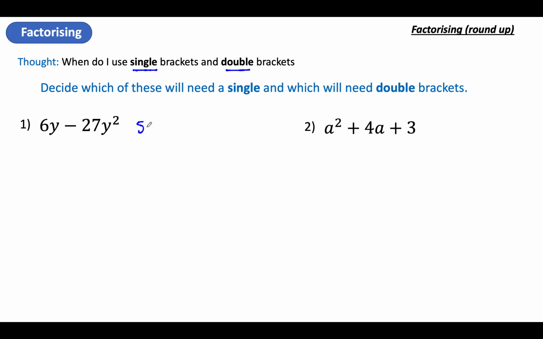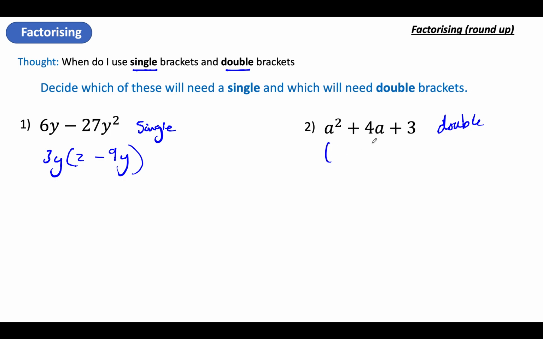Now this one, you would write single, right? Because I can put this into a single bracket. In fact, there'd be a 3y on the outside, and then 2 minus 9y on the inside. Yep. And this one would be a double, because this is a quadratic equation, just like the ones you were doing last time. Something squared plus or minus something of that. So a squared plus something a plus or minus another number means it's going to go into double brackets.